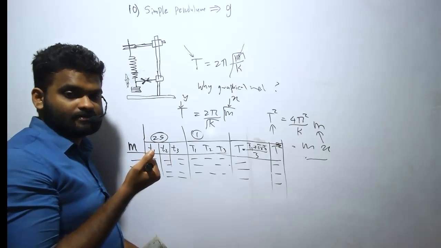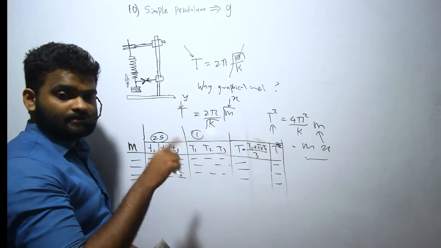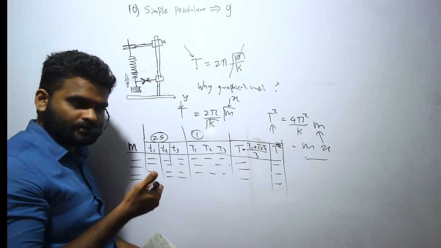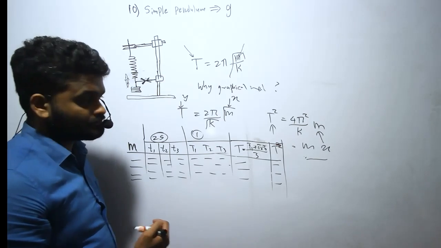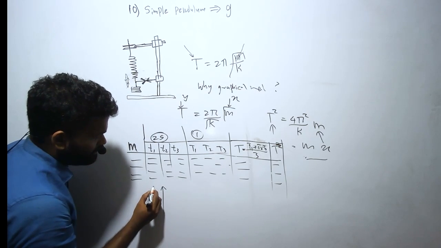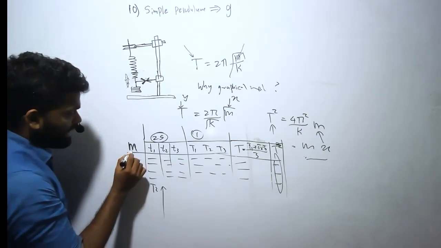You have to measure. It is not that easy. You have to do the same thing, by slightly changing m, you are taking 18 time measurements in order to get this. So once you get that, you have T squared values here and x values here.